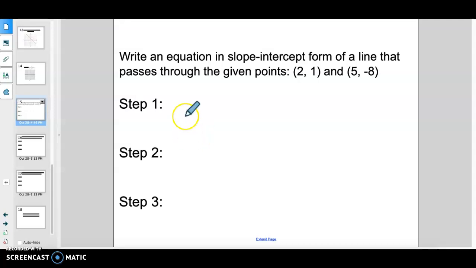Alright, the next thing we're going to cover is writing an equation in slope-intercept form given 2 points. So our goal is to have an equation that looks like y = mx + b, but we need to find the m and find the b given these 2 points. So step 1 is we're going to find the slope.